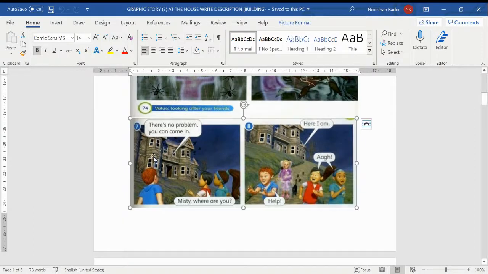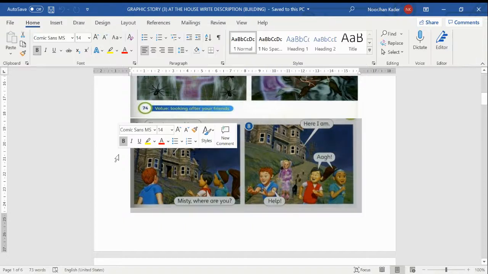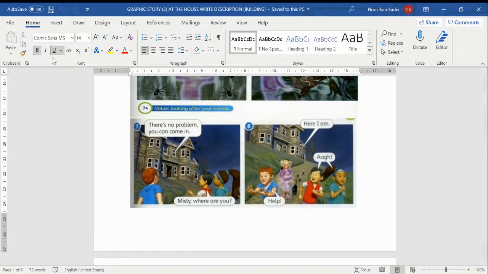And the seventh frame. She's inside the big old house, and the super friends are actually worried about her. Who is this? This is Whisper. Whisper calls for her and asks, Misty, where are you? They wanted to make sure she's fine, that she's okay in the old house.